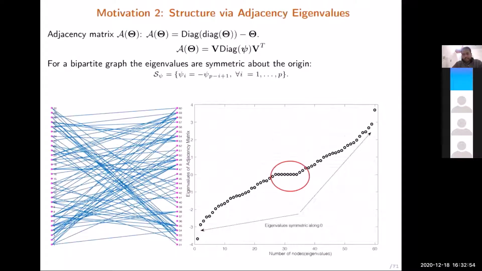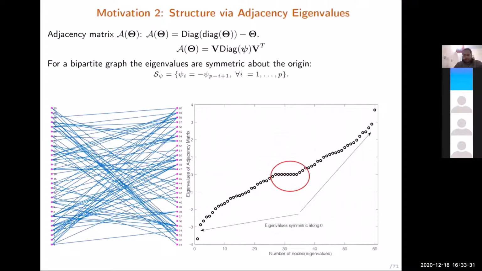The next example is a bipartite graph. The bipartite property, that the graph has a bipartite structure, is directly encoded in the eigenvalues of the adjacency matrix. We have seen that the adjacency matrix and Laplacian matrices are a linear transformation of each other. Suppose theta is a Laplacian matrix, A of theta represents the adjacency matrix. In that case, if a graph is bipartite, then the eigenvalues of that graph will be symmetric along 0. So that is a one-to-one correspondence between the combinatorial property and the algebraic property.